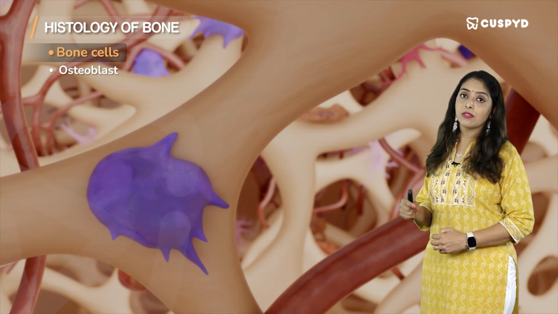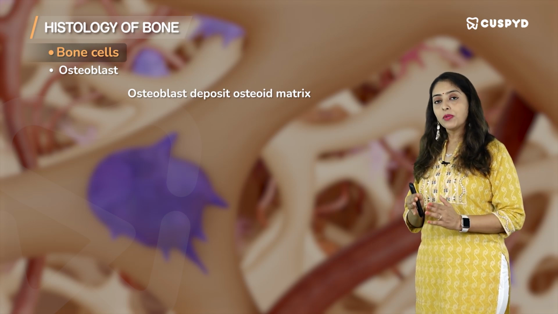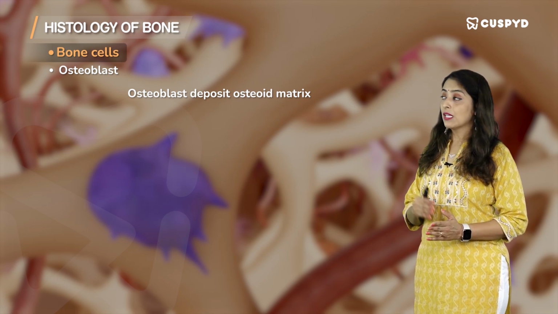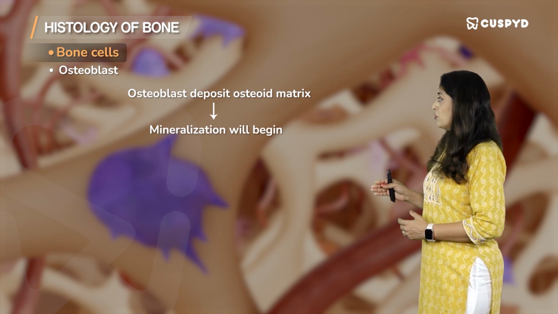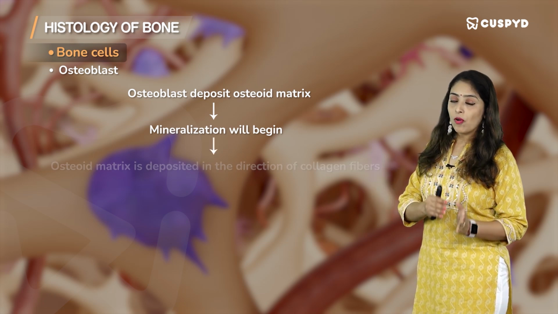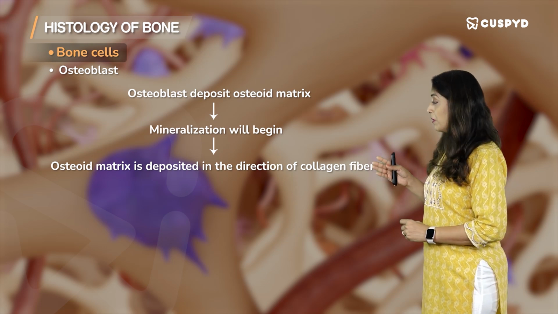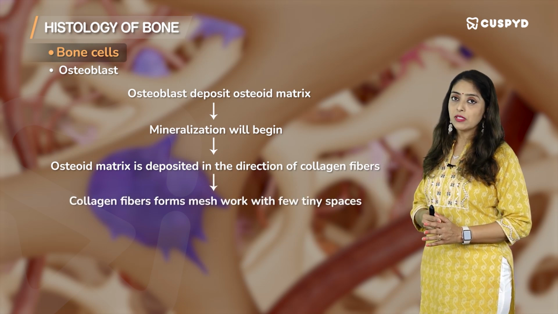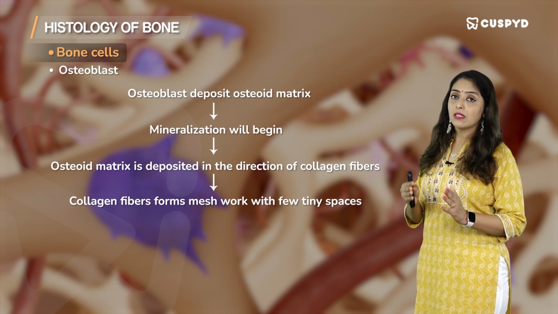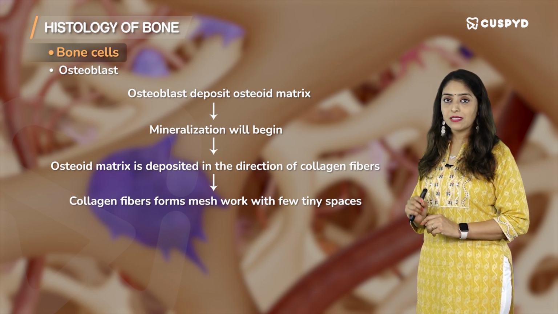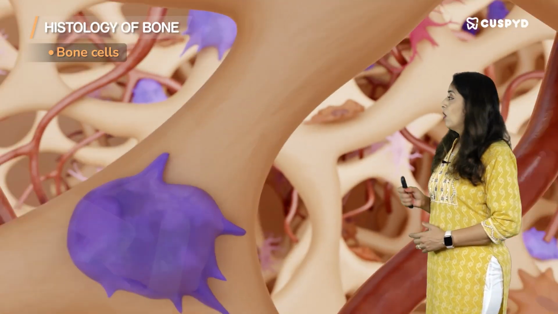They are the ones that will deposit the osteoid matrix. So once the osteoblasts lay down the osteoid matrix, then mineralization will start happening. These osteoblasts lay down osteoid matrix along the direction of the collagen fibers. So they will first secrete collagen fibers. The collagen fibers will form a meshwork, and between the collagen fibers there are small spaces and gaps in which the mineral ions are deposited.